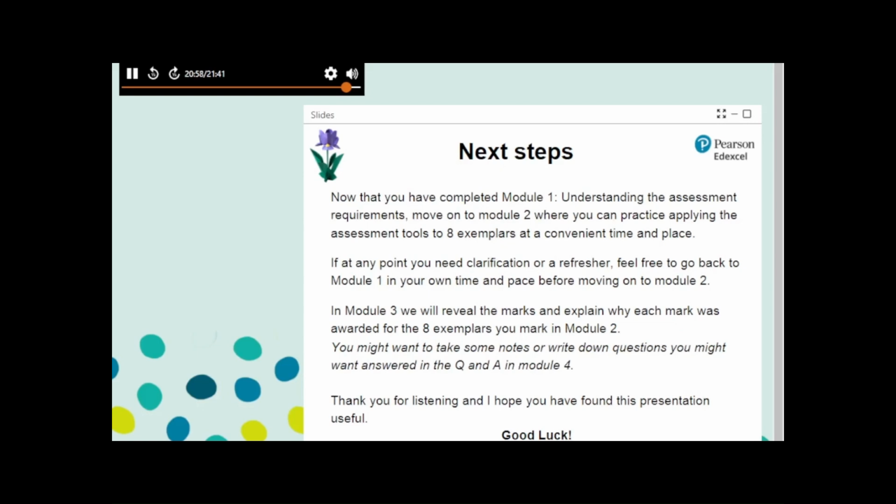Next steps. Now that you've completed Module 1, Understanding the Assessment Requirements, move on to Module 2, where you can practice applying the assessment tools to 8 exemplars at a convenient time and place. If at any point you need clarification or a refresher, feel free to go back to Module 1 in your own time and pace before moving on to Module 2. In Module 3, we will reveal the marks and explain why each mark was awarded for the 8 exemplars you mark in Module 2. You might want to take some notes or write down questions you might want answered in the Q&A in Module 4.